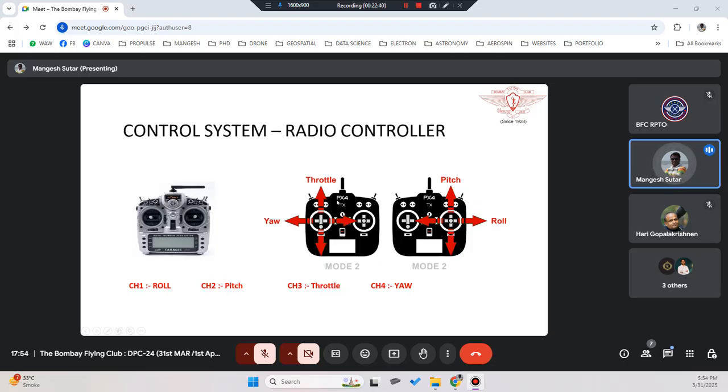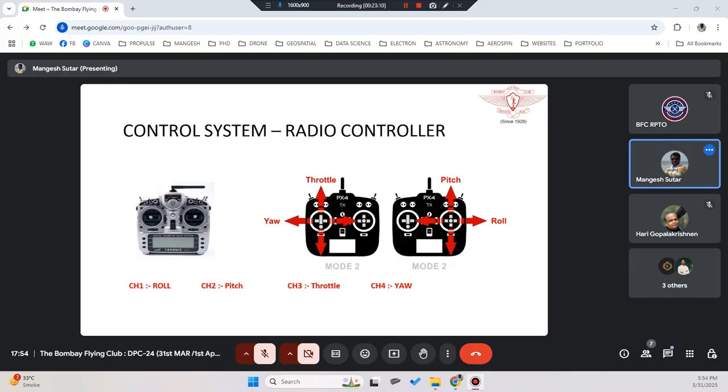In mode 1, what will happen? The controls will reverse. Your roll and pitch, which were on your right side, will go on your left side, whereas throttle and yaw, which are on your left side, will go on your right side. So that is mode 1. Somewhere in Canada, and I think in the US also, some people are fond of using mode 1. It is the same thing like left-hand drive and right-hand drive.